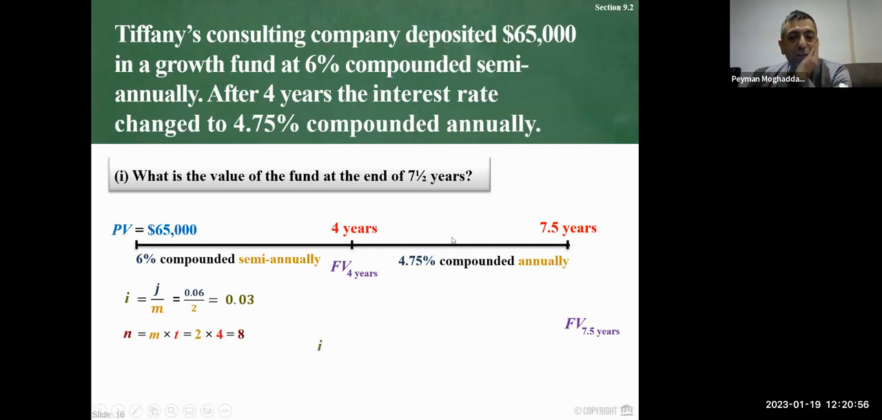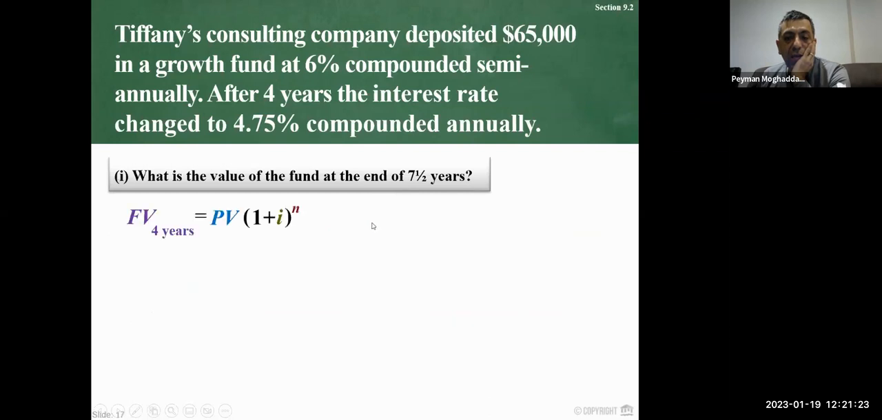Now let's construct I and n for the second period. Compounded annually means m is equal to 1. So this is going to be the same, 4.75%, so I is 0.0475. And n is going to be 3.5 years multiplied by 1, which is 3.5. So now we have I and n for each period, and then we put them in the equation.